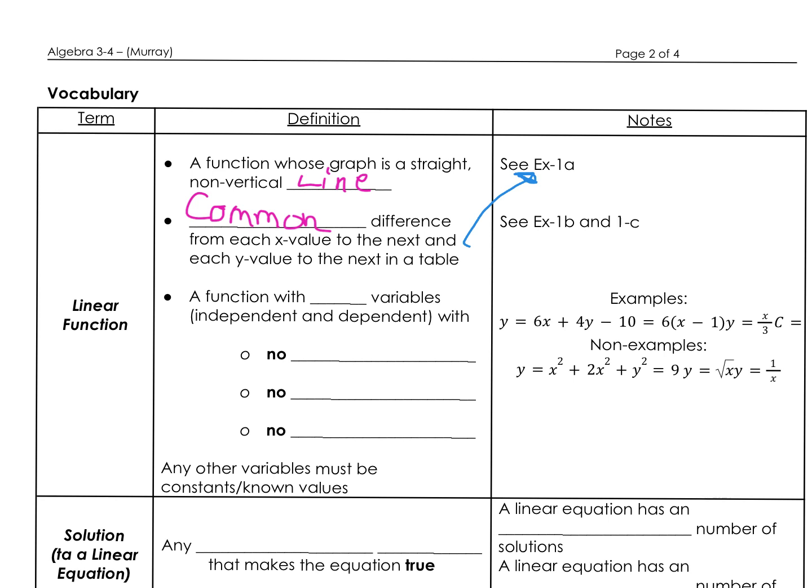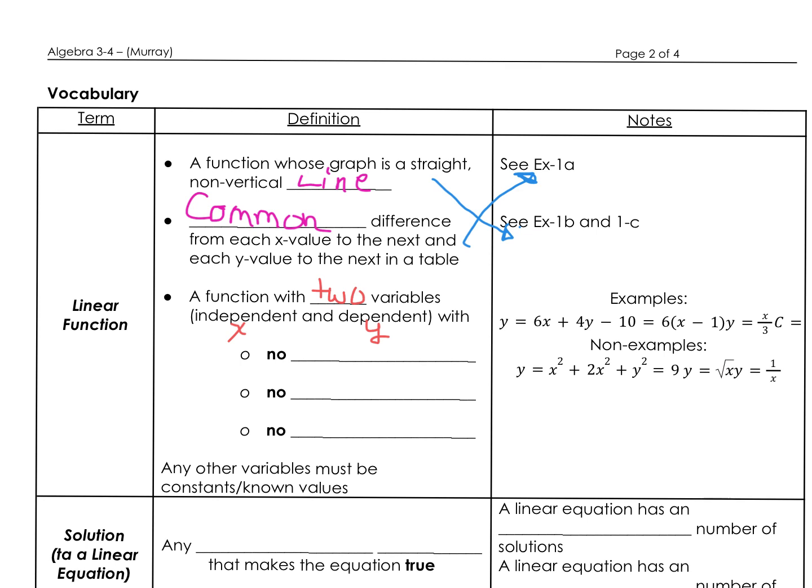The function whose line is a straight non-vertical line, you can see those functions in examples 1b to 1c that we just looked at. All right, so then a function will have two variables, an x and a y. So the independent is your x, and the dependent is your y. And so you're looking at an equation, and the examples over here got all messed up when I typed this, and I didn't realize that, so I'll fix it here in a minute.